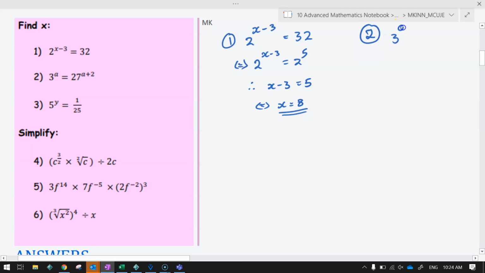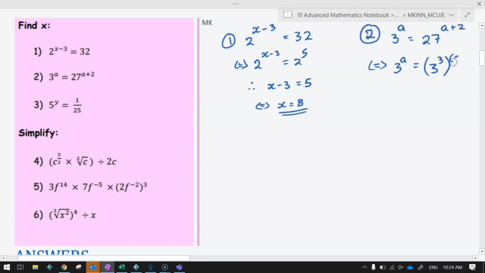3 to the power of a equals 27 to the power of a plus 2. So again, we've got one of these exponential equations where we're going to need to change the base to make the bases the same. And you look at 27, you go, oh, I remember 27, that's a power of 3. What power of 3 is 27? It's the third power, yeah, 3 to the power of 3. So I'm going to rewrite that. 3 to the power of a equals 3 to the power of 3.